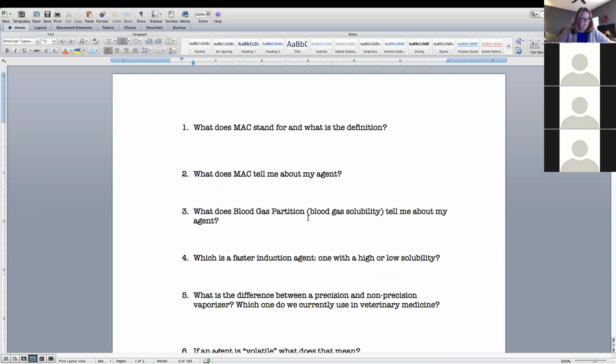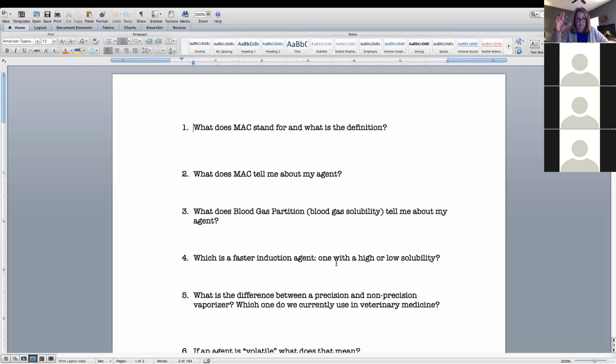So, for example, blood gas solubility is going to really give me an idea of how fast I can expect the patient to become anesthetized. So for number 4, which is a faster induction agent, one with a higher or low solubility, you should have put low solubility. The lower the solubility, the faster the induction. It remains intact in the blood, makes it to the brain, produces anesthesia. So if I'm comparing, the lowest solubility agent we have is sevoflurane. The next lowest solubility is isoflurane.